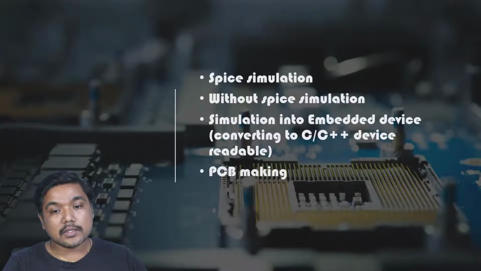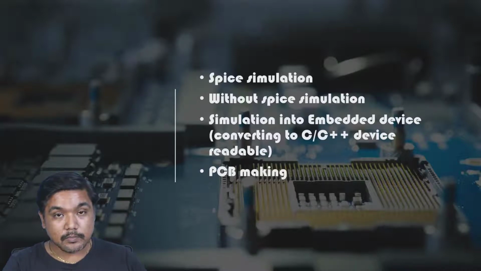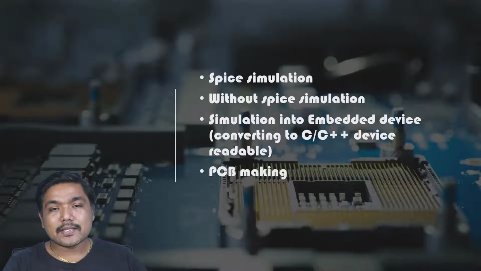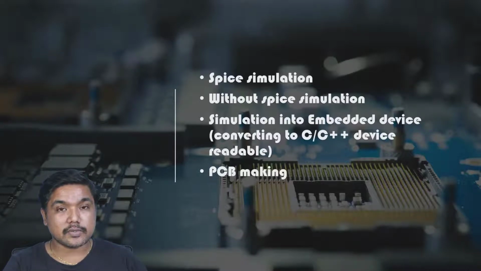The fourth one is PCB making. The software which is helpful for making a PCB is the fourth category. There you can simulate the routing of the PCB, the layers of the PCB and other things, and you can see the 3D views of the PCB which we made. In that way those simulations are helpful.